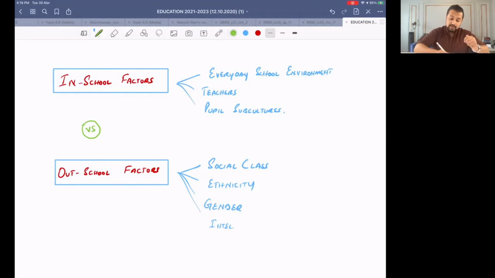Now, when we talk about out school factors, in the last class we spoke about the role intelligence plays in affecting your educational attainment. Today we discuss how social class plays its role. Of course, as we speak about social class, the Marxist perspective plays a very important contributory role towards explaining how your social class ends up affecting your educational attainment.